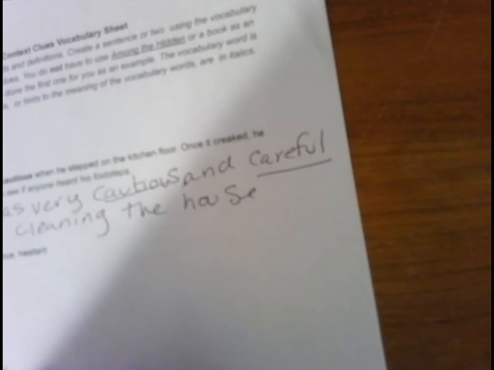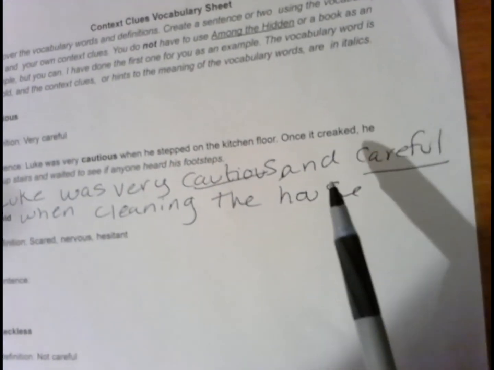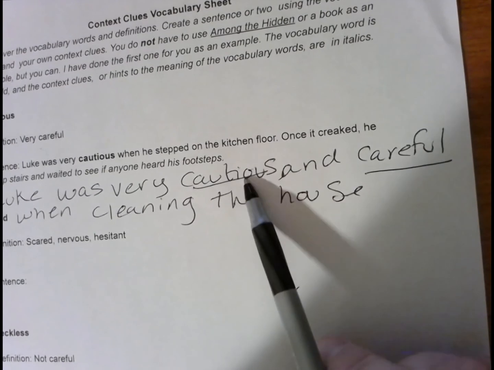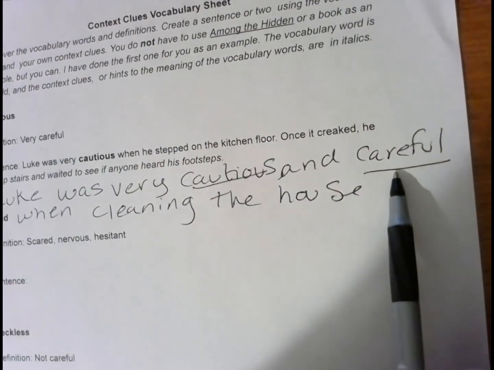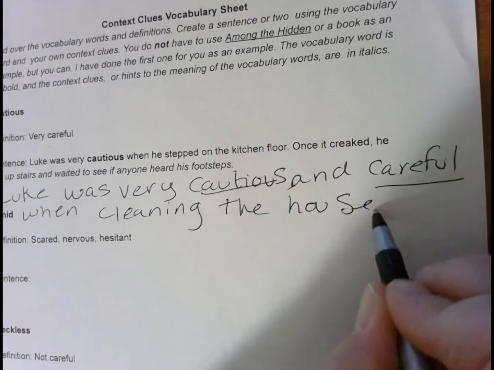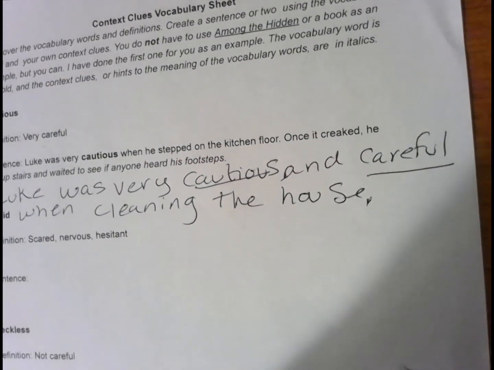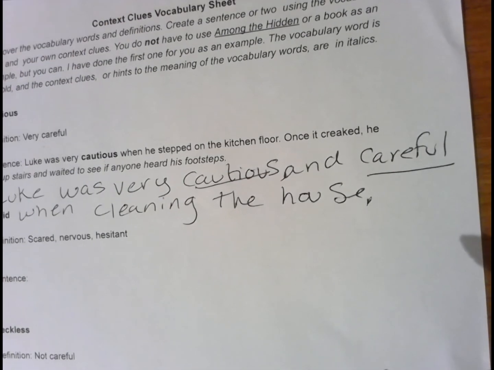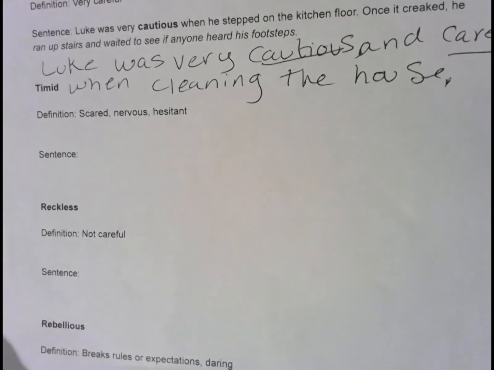And so you're going to use the vocab word. I put my vocab word in bold. You could do that, or you can underline it, or you could just leave it. But you have to have the vocab word, and then some context clues, which could be a word from the definition, or it could be an example. I don't want you to just say Luke was very cautious and careful. Like, you need to provide a little bit more of this sentence. So that is your assignment for today.